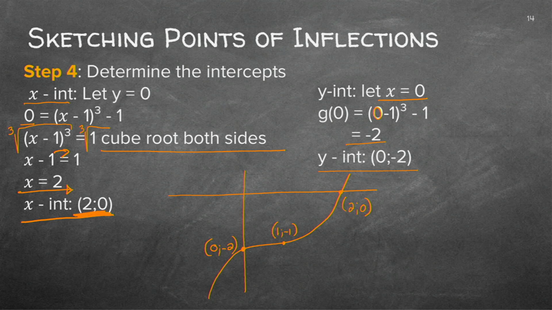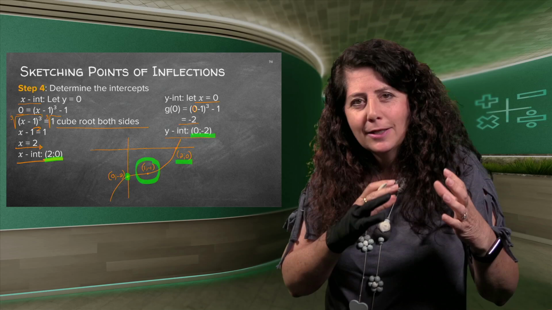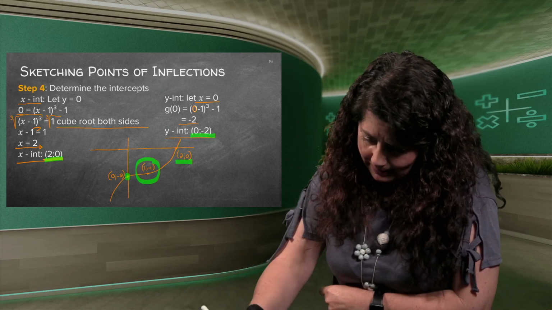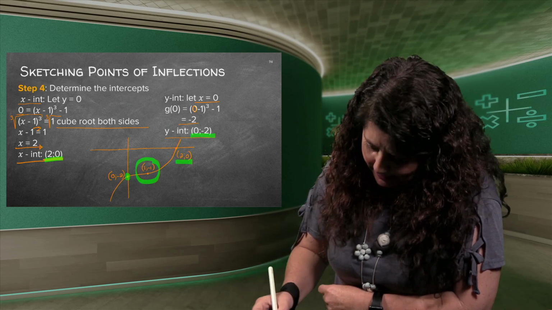So x equals 2, let me do that. It's just easier. That's your point there. (0, minus 2), that is your point there. And your inflection is (1, minus 1). I hope it makes sense. Just get all the information first before you draw your picture. It just makes it easier.